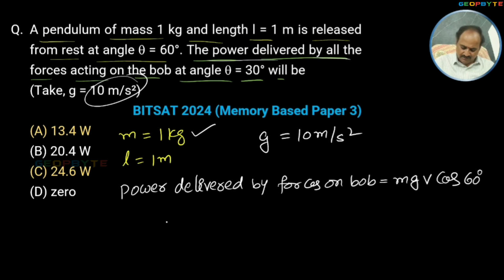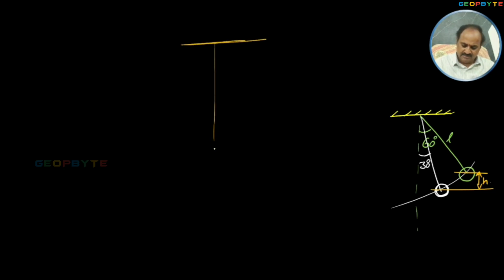Then we need to decide the v value. v equals root over 2 g h. That h has to be decided. Look at the height of fall of the bob. This is the height of fall of the bob. For that, let us take the bob at 60 degrees with respect to the vertical. Here the angle is 60 degrees. Let us mark the vertical height.